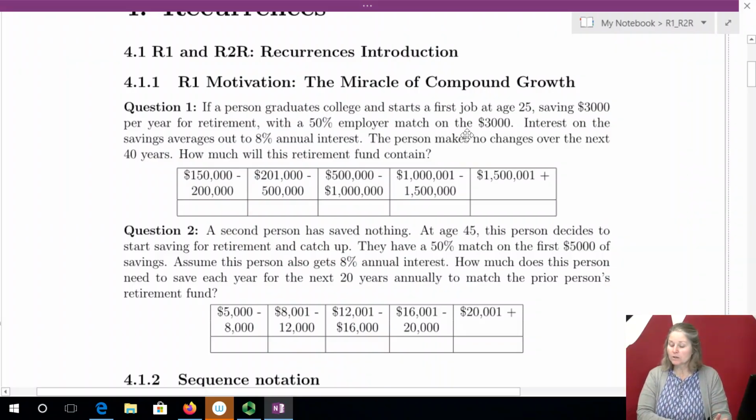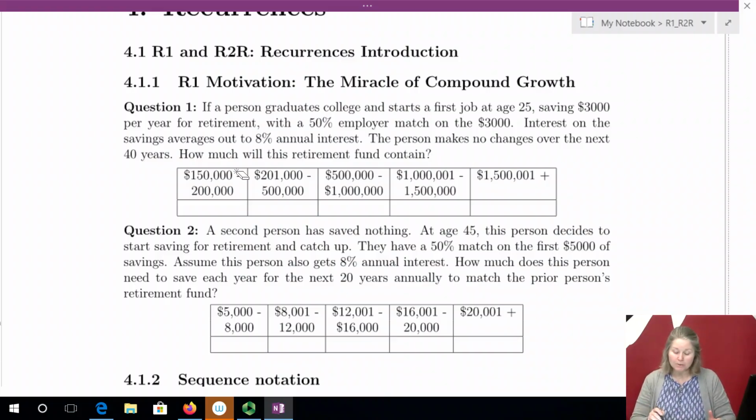So this person is going to make no changes over the next 40 years. And my question is, after 40 years, this person will be 65 years old, which is still considered kind of a standard retirement age or an early retirement age. How much money are they going to actually have saved at this point? Now, I'm not expecting you to pull out a calculator or anything else. I'm just asking you to check your gut. How much money will they have?